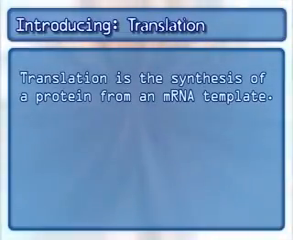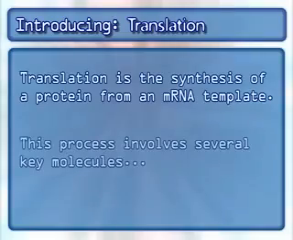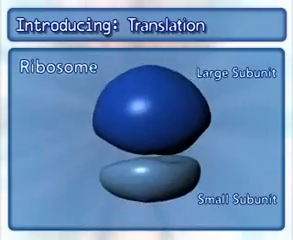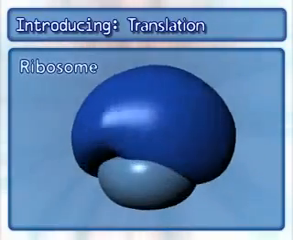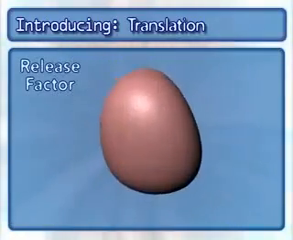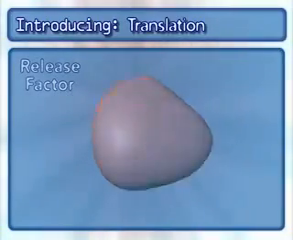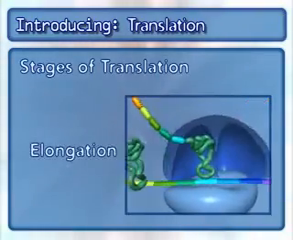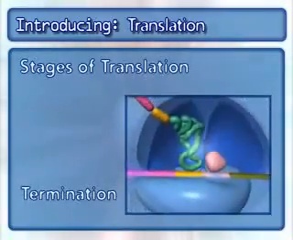Translation is the synthesis of a protein from an mRNA template. This process involves several key molecules, including mRNA, the small and large subunits of the ribosome, tRNA, and finally, the release factor. The process is broken into three stages: initiation, elongation, and termination. Let's see the process in action.